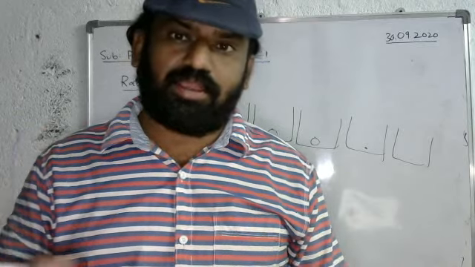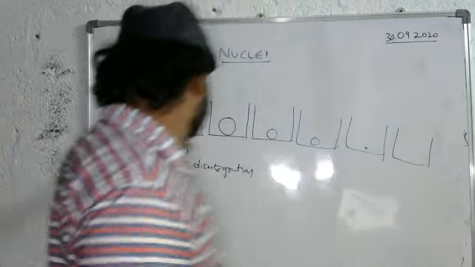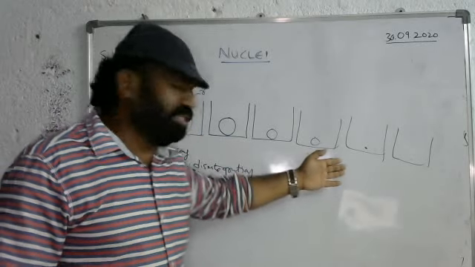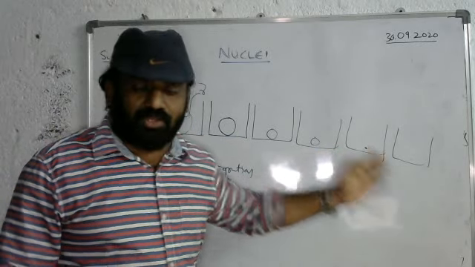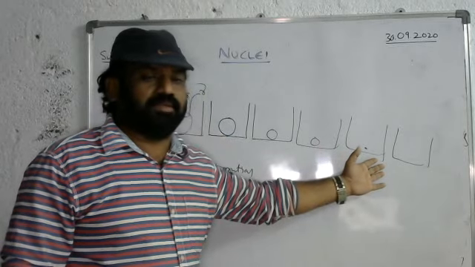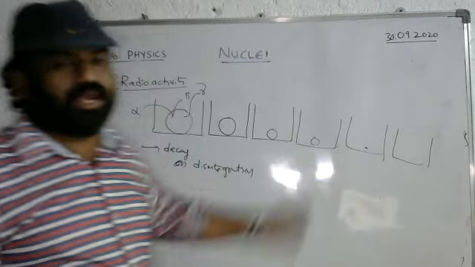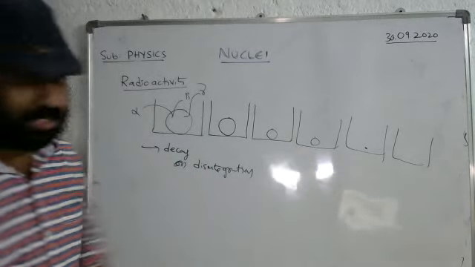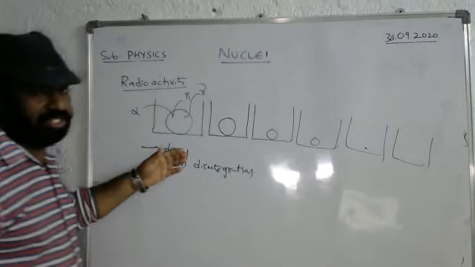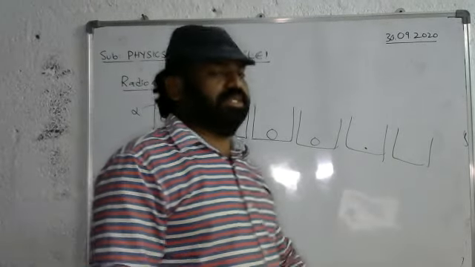A nuclei of certain element disintegrates, which means it decreases. A nuclei of certain element disintegrates spontaneously, without any force, by emitting alpha, beta and gamma radiation. This phenomenon is known as radioactivity.